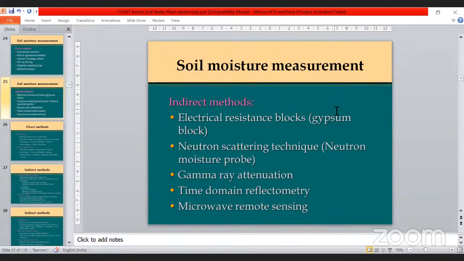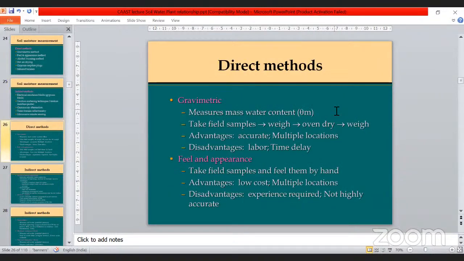The neutron scattering technique uses a neutron probe. Then there are the gamma ray method, time domain reflectometry, and microwave remote sensing. This microwave remote sensing is now coming in, because there are near infrared or infrared thermometers, and soil moisture remote sensors are there. Indirect method, gravimetric.